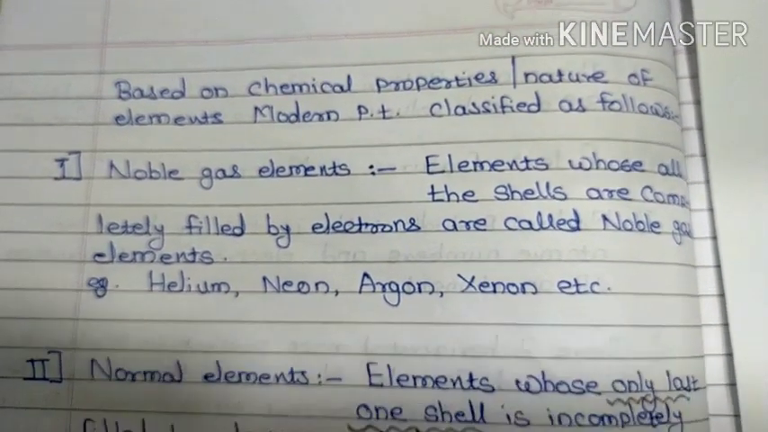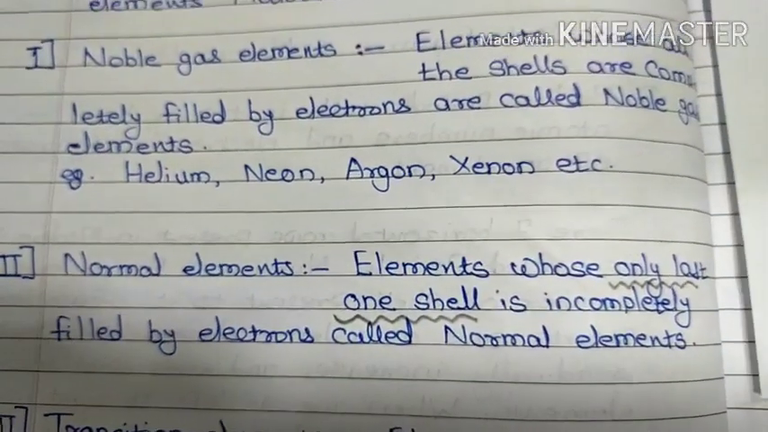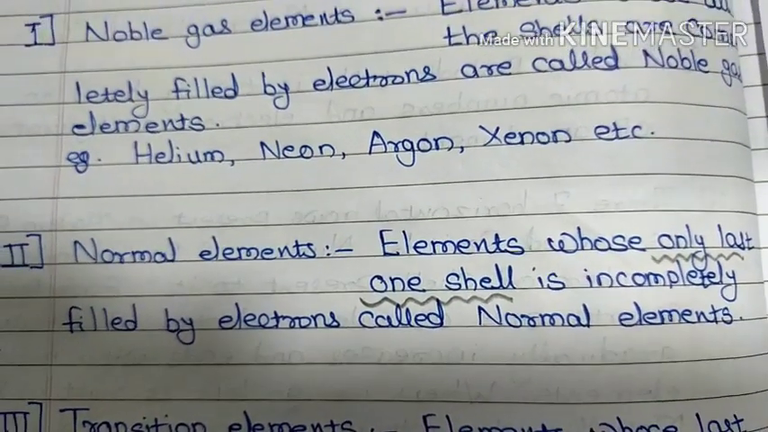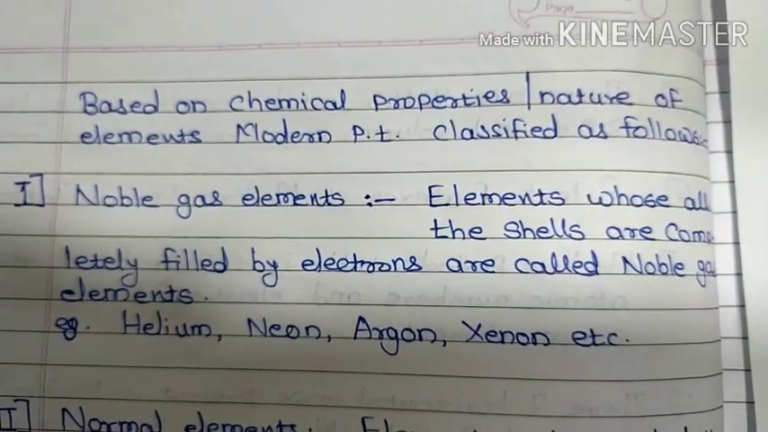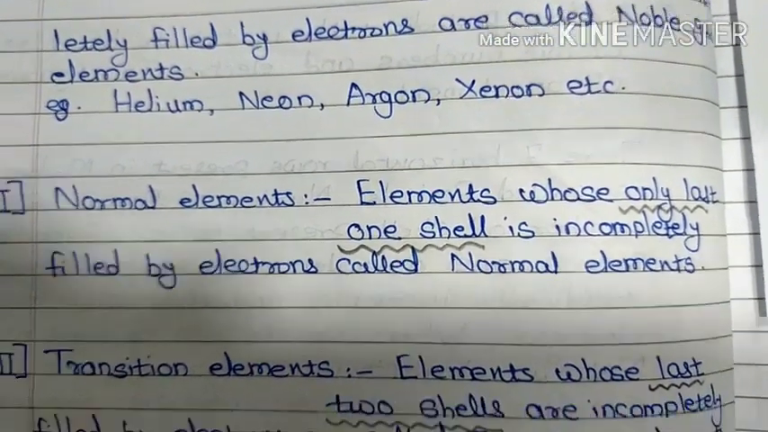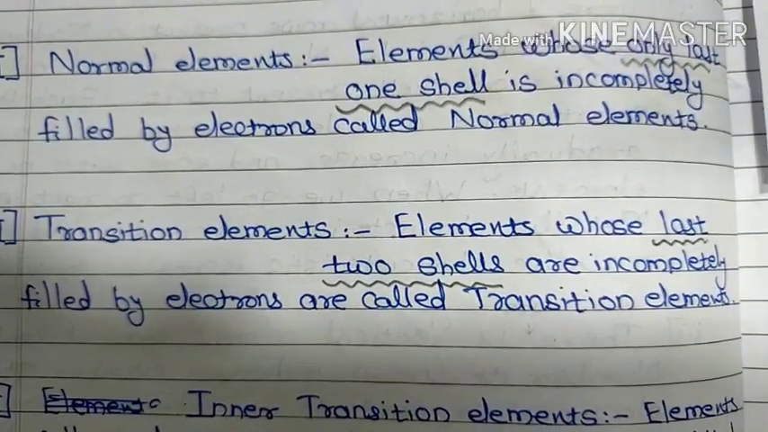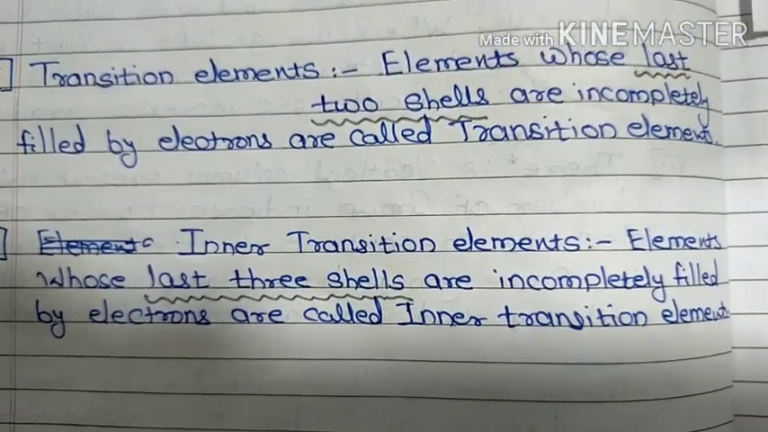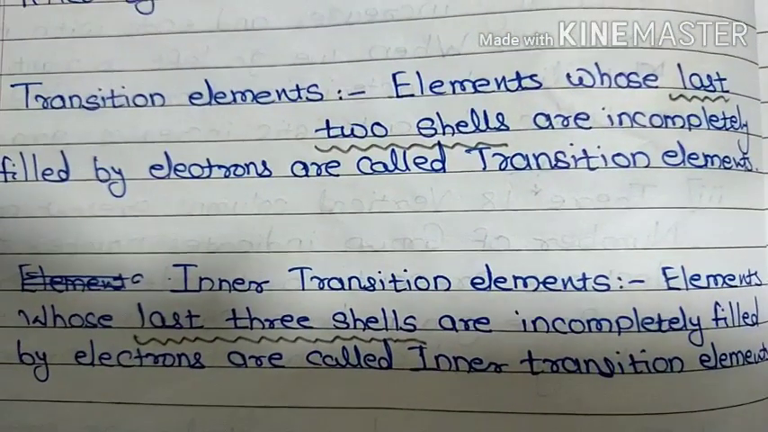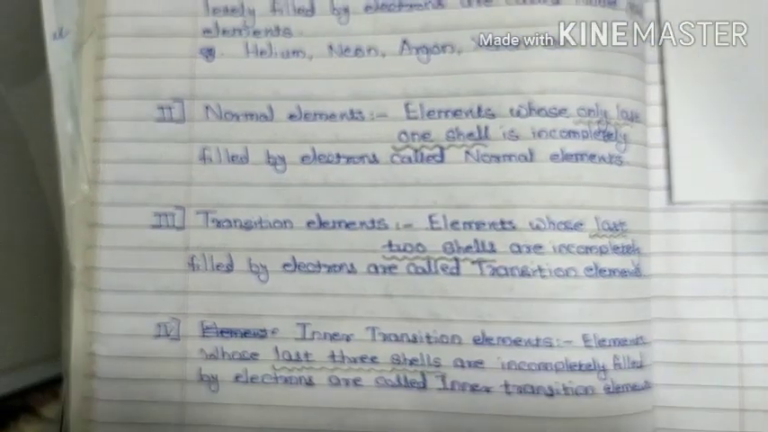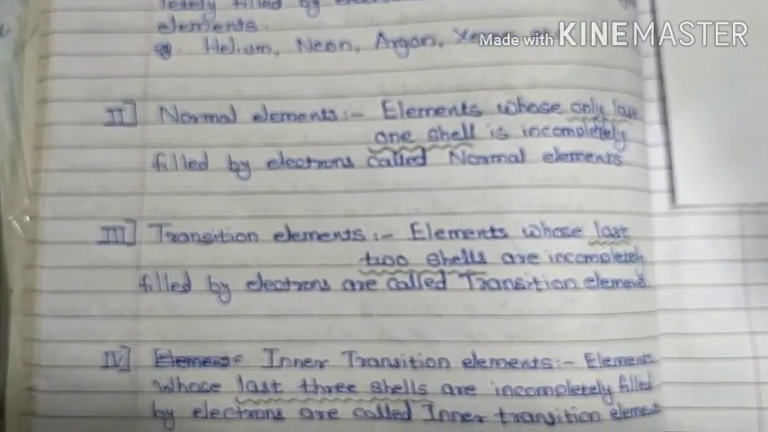Now see, normal elements are those whose only last one shell is incompletely filled. In the case of noble gas, zero are incomplete. For normal elements, the last one shell is incomplete. For transition elements, the last two shells are incompletely filled by electrons. And for inner transition elements, the last three shells are incompletely filled by electrons. So guys, these are the definitions for these 4 different types of elements.